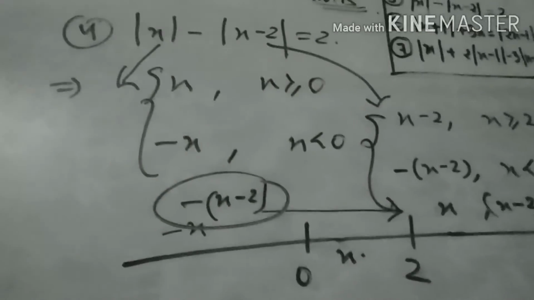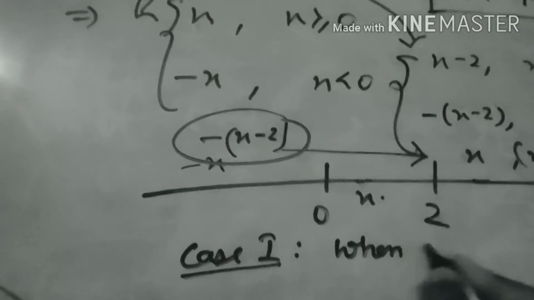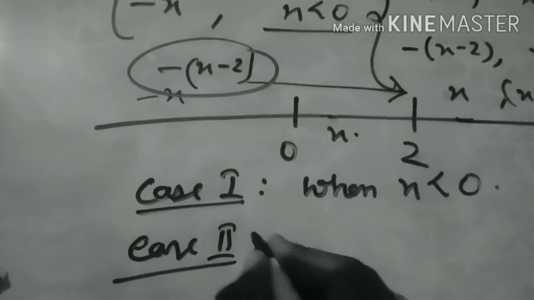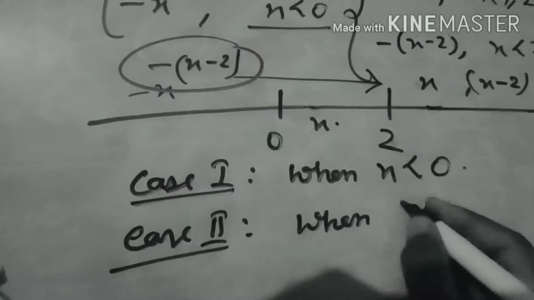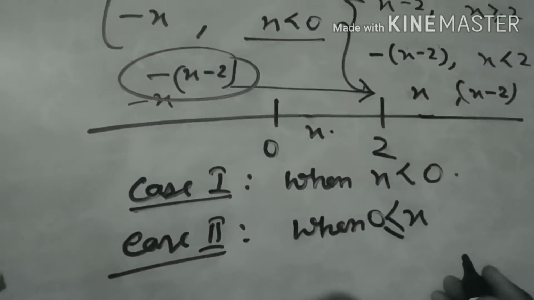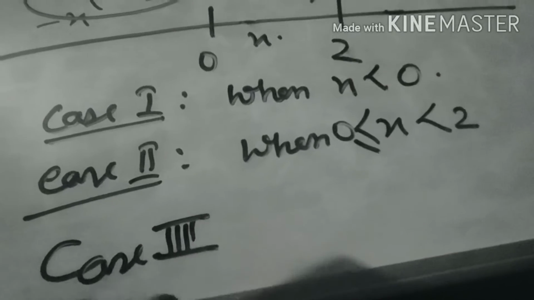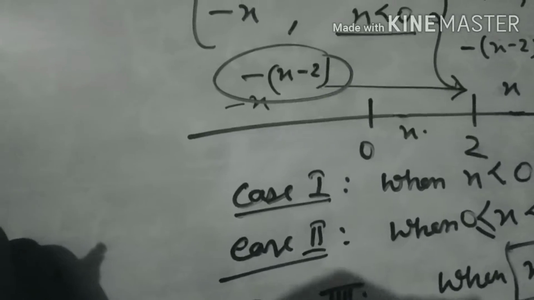Now we have got three cases. Case 1 is when x is smaller than 0. Case 2 is when x is greater than or equal to 0 but less than 2, and case 3 is when x is greater than or equal to 2. So we will solve these three cases and get the value of x. Now in case 1 we have x is less than 0.